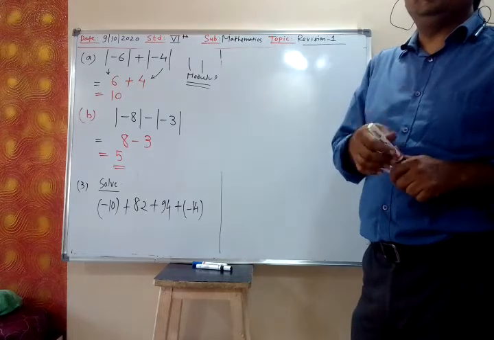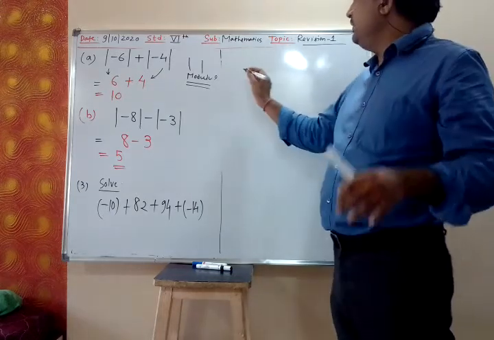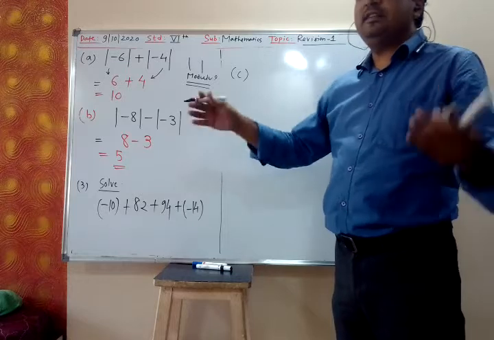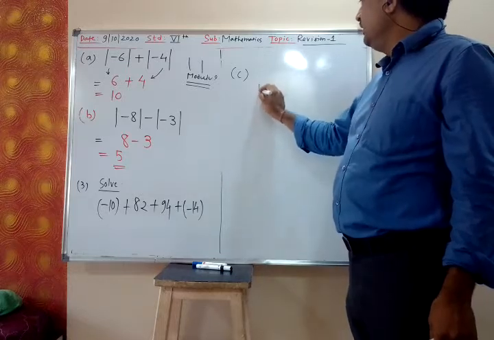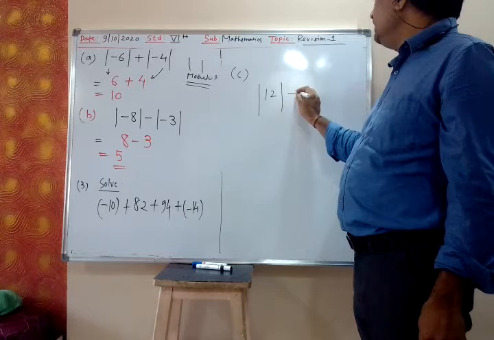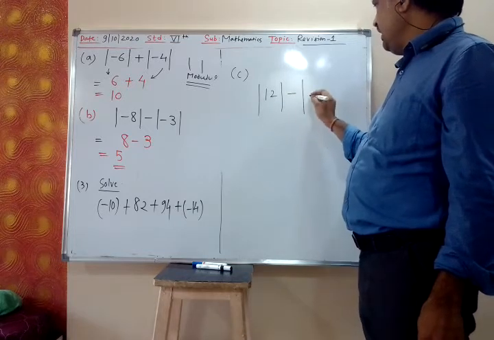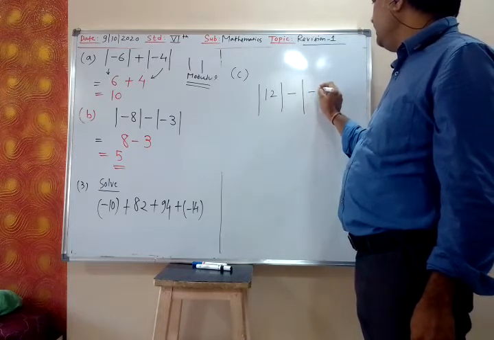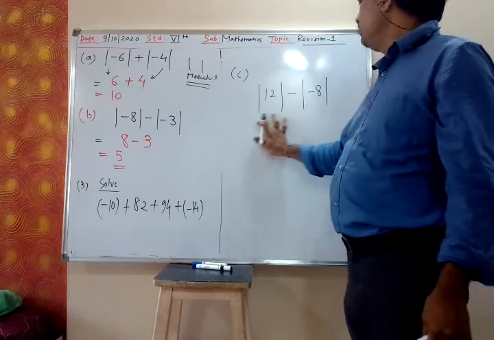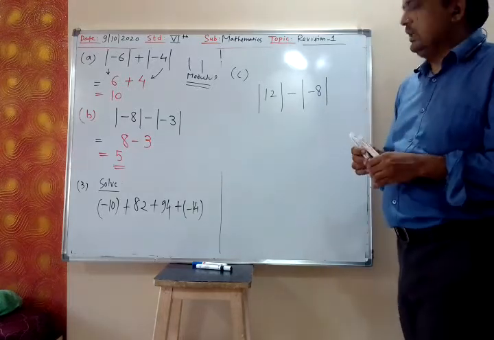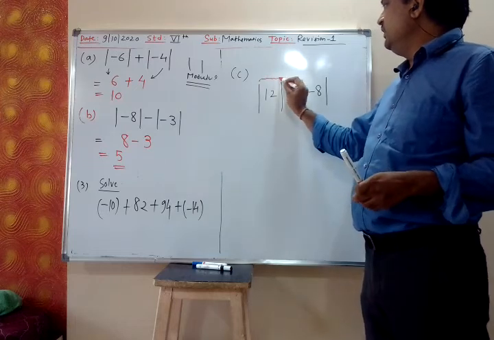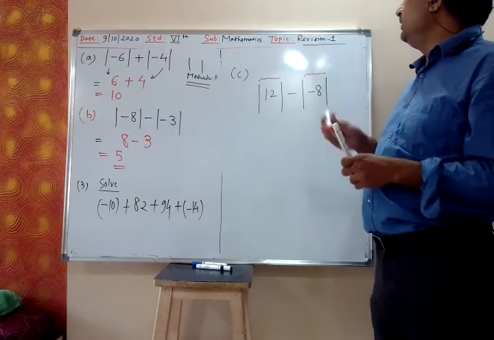Now let me give one more problem. Write C also: A, B, write C also. I am writing mod of 12 minus mod of minus 8. Let us solve this C. Now there are two brackets. One is this modulus bracket, the other is this modulus bracket.